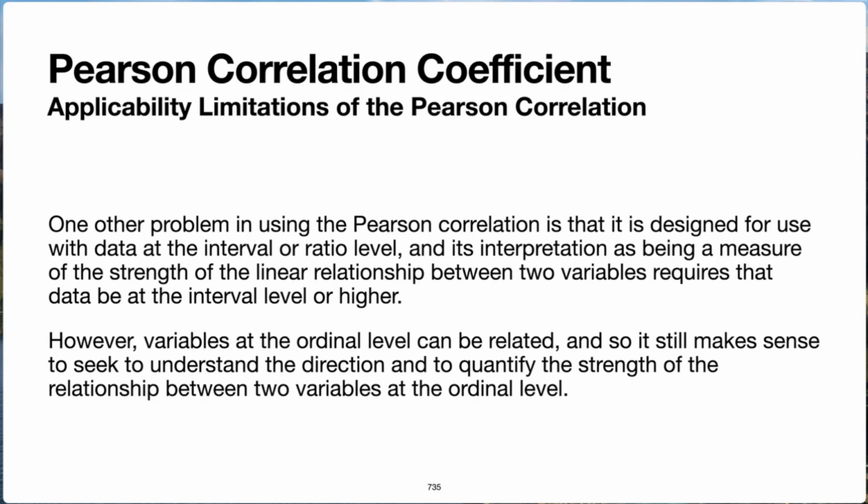That's fine, but both variables have to be at least the interval level in order for the Pearson correlation to have this interpretation of being a measure of the strength of the linear relationship between the 2 variables. But variables at the ordinal level can also be related, and so with that in mind, it still makes sense to seek to understand the direction and to quantify the strength of the relationship between 2 variables at the ordinal level. When you have that situation, the Pearson correlation coefficient, as it's interpreted, would not be applicable.